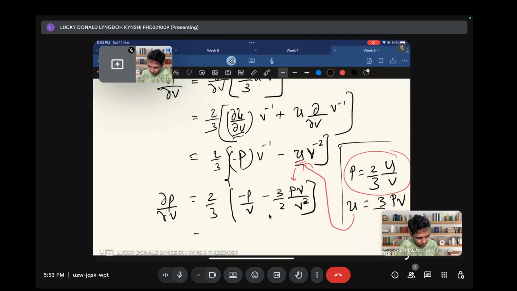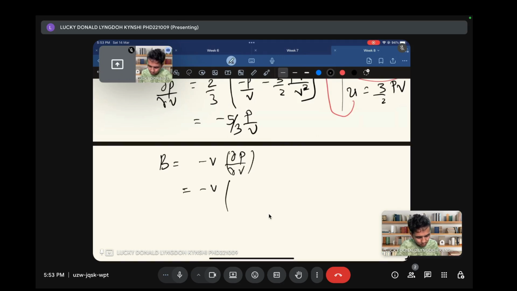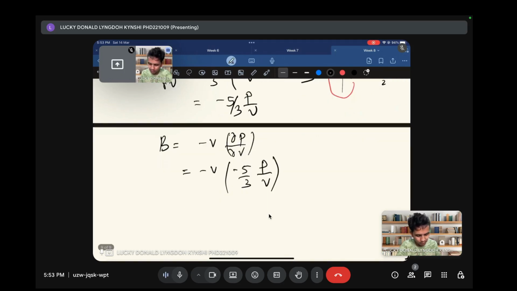So now the V and V square will get cancelled, and you get P by V. So you get minus 5 by 3 P by V. Your bulk modulus is equal to minus V del P by del V. So del P by del V is minus 5 by 3 P by V, and negative and negative will get cancelled.